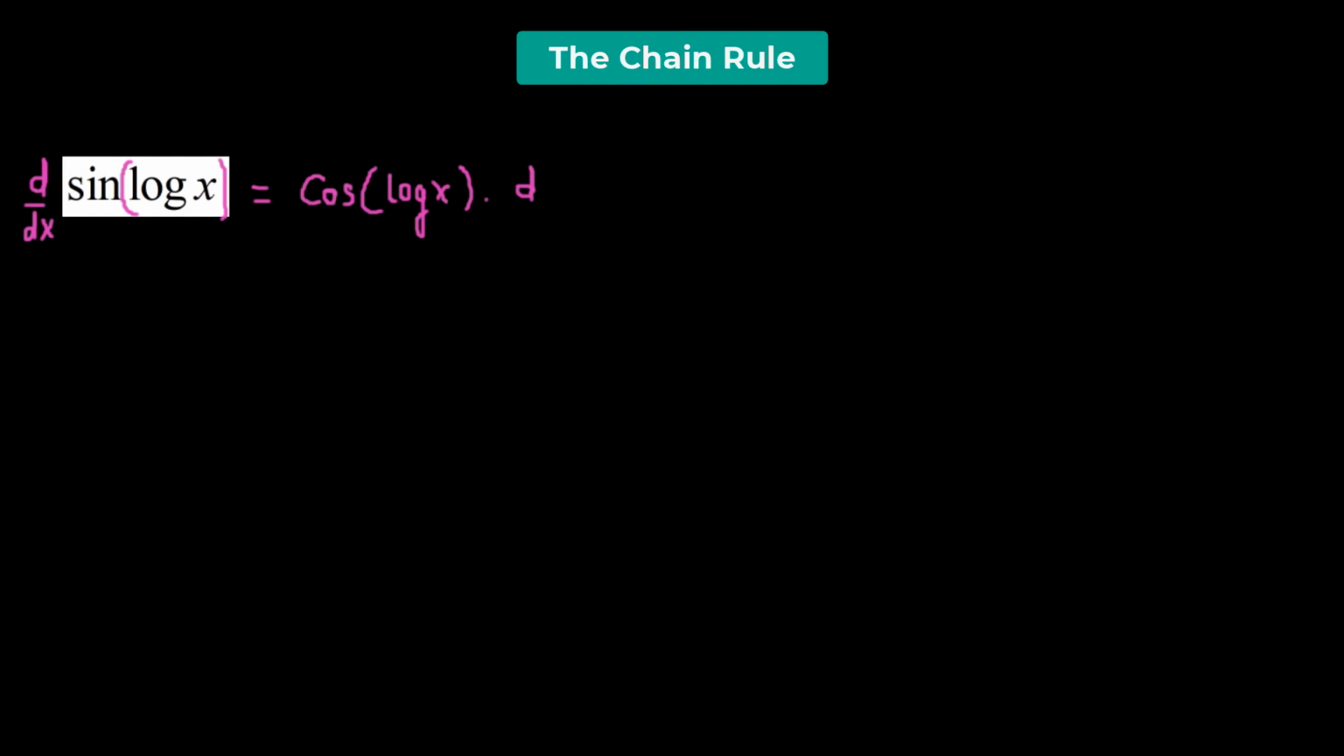Then we need to multiply it by the derivative of the logarithmic function. The derivative of the log function is 1 over x. So we have 1 over x multiplied by the cosine of log of x. So that is the answer, which has been found by using the chain rule. Let's move on to the next question.